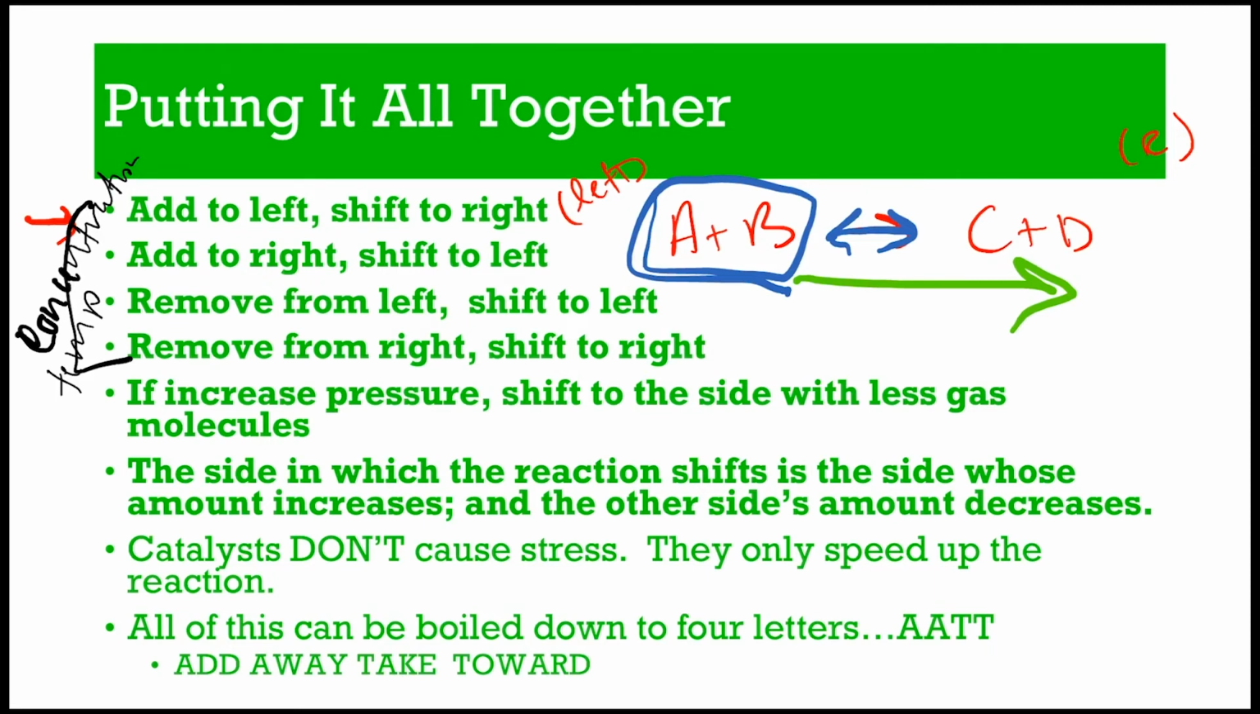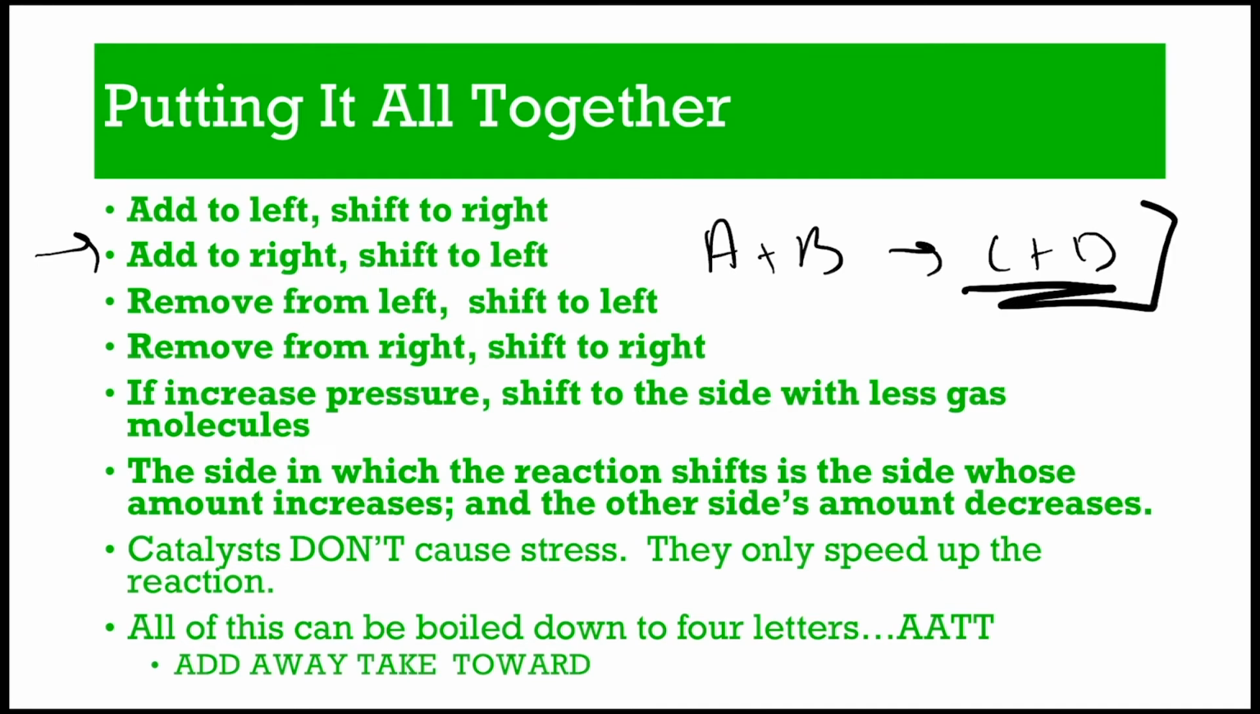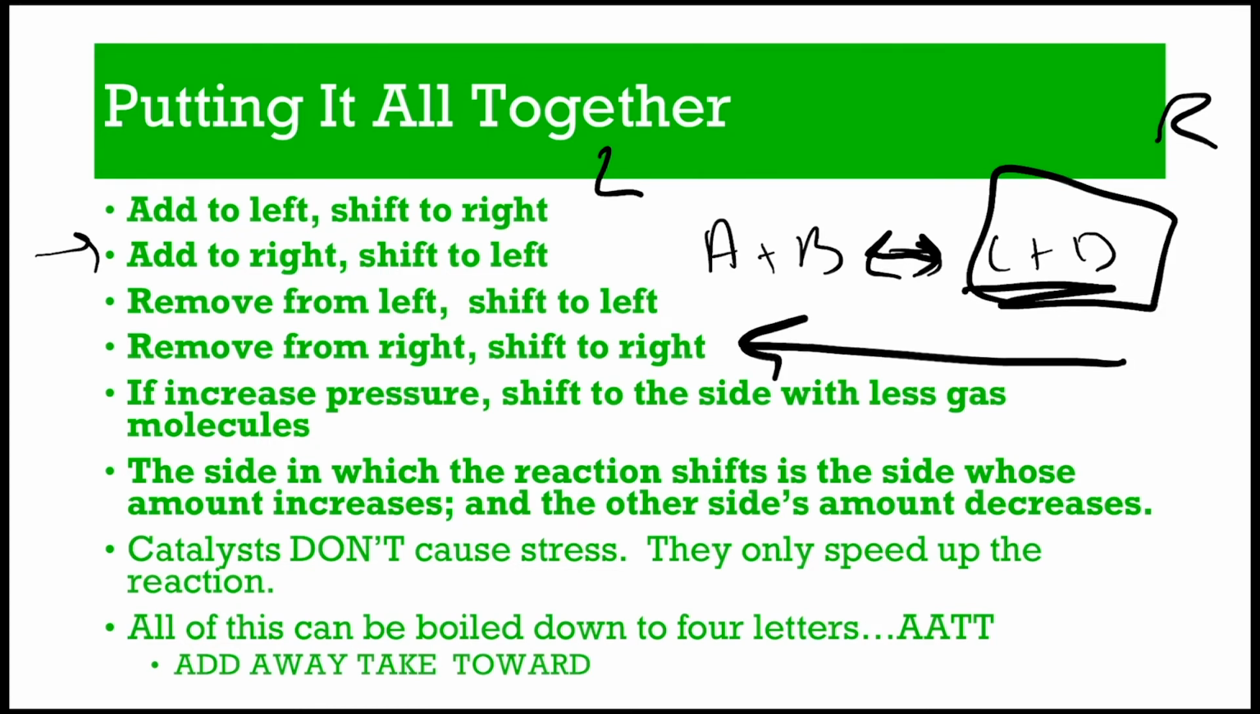Okay. So the next one, if you add to the right, using the A plus B gives you C plus D example. Now if we're looking at that second bullet, if you add to the right-hand side, now the right-hand side is stronger. That means it's going to push the reaction towards the left. And again, that's what this equilibrium means. And there's a great practice sheet that you will work on tomorrow that applies this.